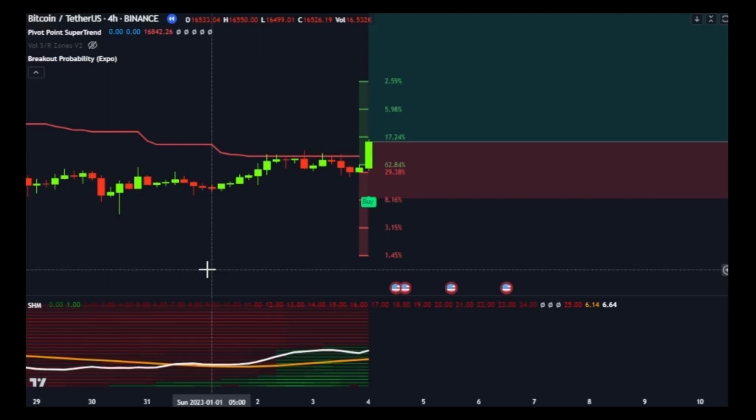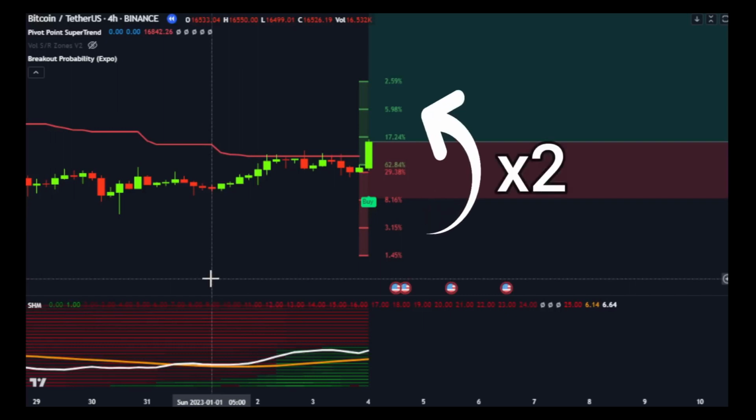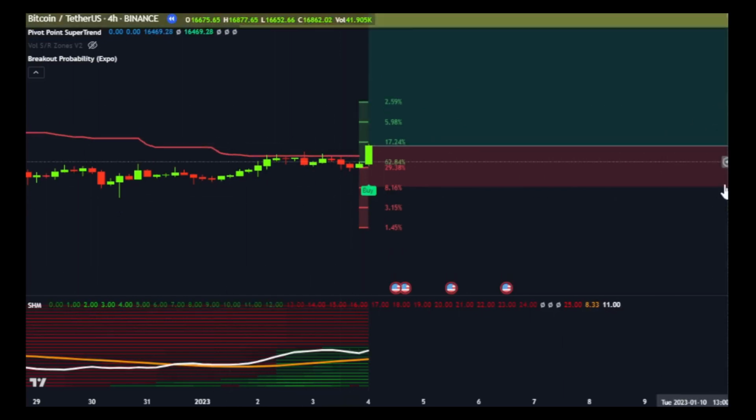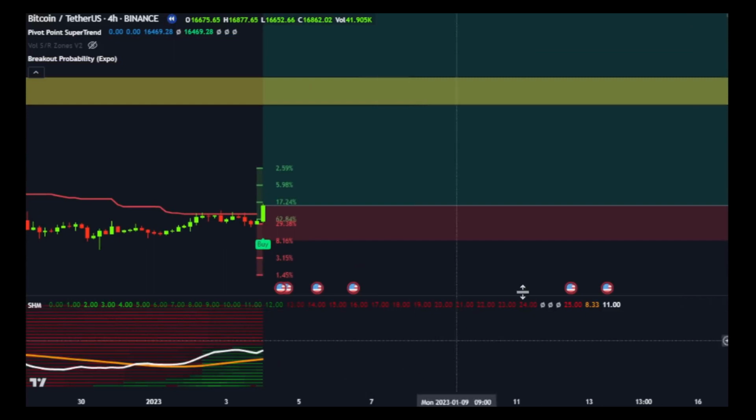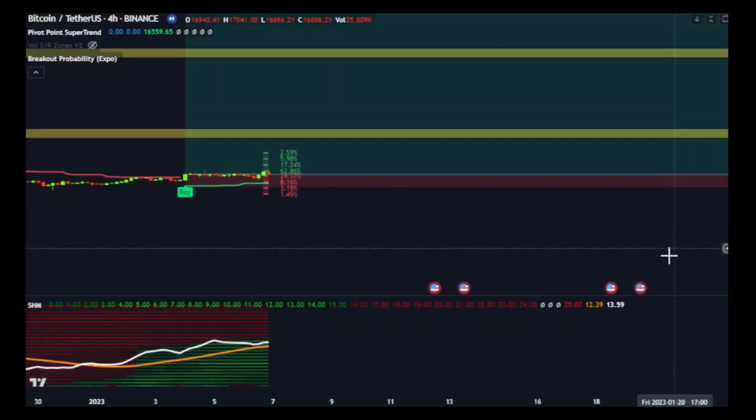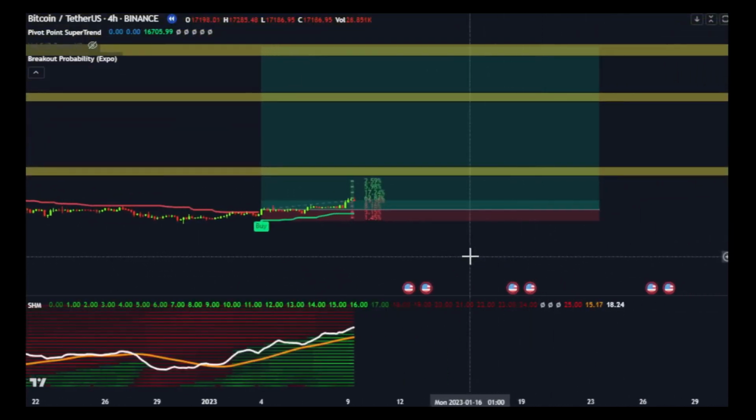In the same example that we have seen of Bitcoin, at the moment of the signal, we see that we have twice the percentage of bullish than bearish. This gives us confirmation of our trade, and we will have more confidence that we are going to reach the take profit.